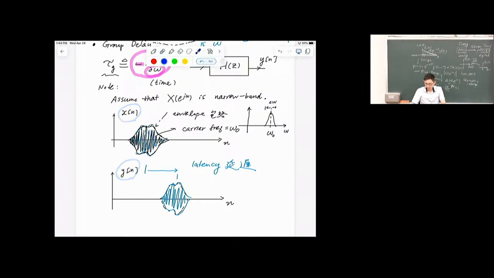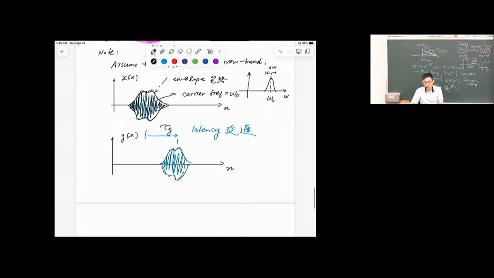Suppose that in the output the envelope may look a different shape, but group delay tells us a time shift between the time the signal appears in the input and the time the signal appears at the output. So this difference is, roughly speaking, what tau g is trying to tell us. Group delay tells us this delay, but this description is not that precise.